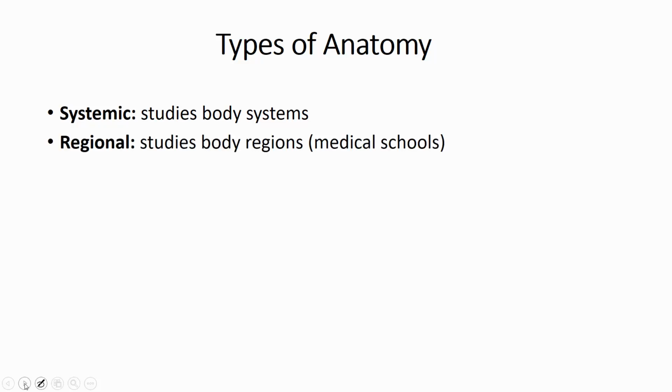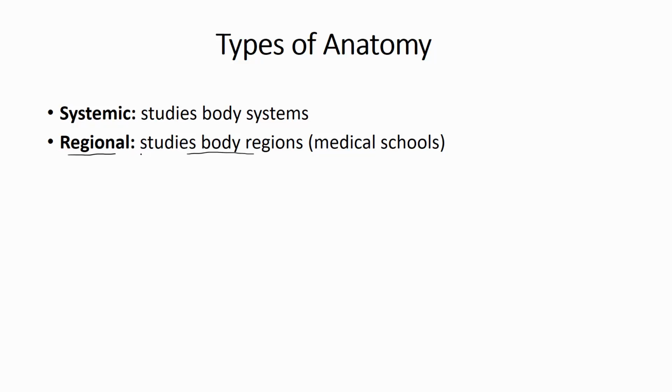In medical school, people use regional anatomy, and here you study the body by region. So when we study a system, we're going to study the skeletal system, which is obviously everywhere in your body. With a regional approach, we'll dissect the shoulder, and what we'll do is look at everything that's there in the shoulder. So we'll look at the muscles, the nerves, the blood vessels, and you'll study all those together.